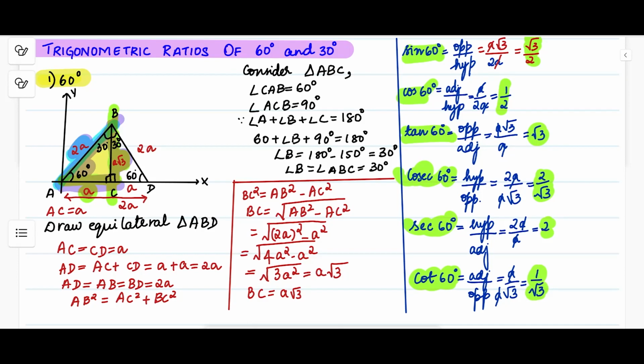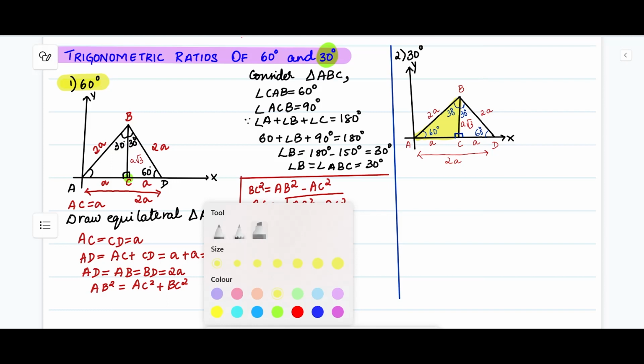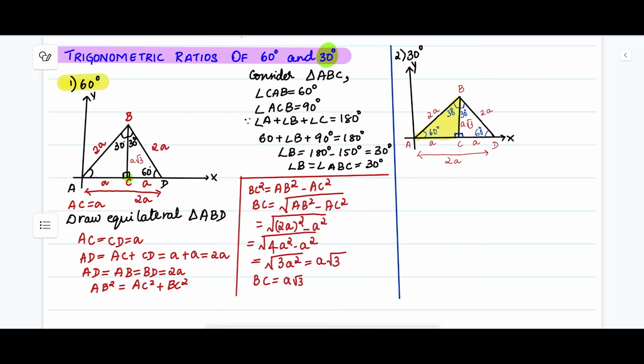Next is our angle 30 degrees. For that we will be considering the same triangle because this triangle already has the angle 30 degrees. I have redrawn the same triangle here. Here also we'll be concentrating on the triangle ACB, which is in yellow. The adjacent side and the opposite side of the triangle will differ because our theta is 30 degrees.